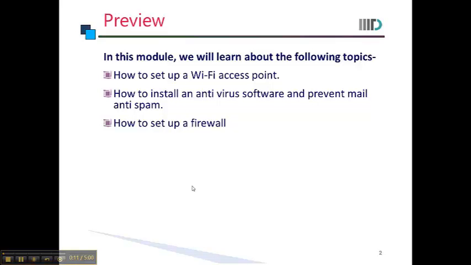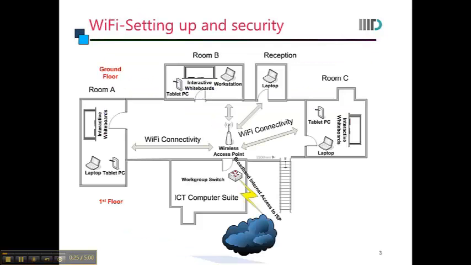In this module, we will learn about the following topics: how to set up a Wi-Fi access point, how to install an antivirus software and prevent mail anti-spam, and how to set up a firewall. So let's get started with the Wi-Fi access point.